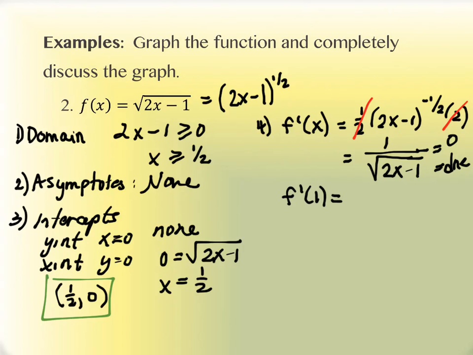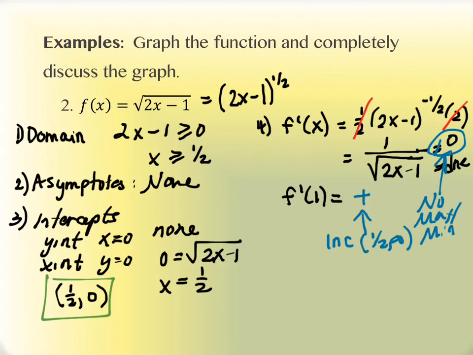So you can actually just test a point into this derivative. This is positive, and we've already talked about the fact that whatever it is, it's this everywhere, because otherwise we'd have a max or a min, and we don't have one. So this thing cannot equal 0, which means there's no max or min. This positive tells us it's increasing, and in this case it's on the interval that we have, which is 1/2 to infinity. So it's increasing everywhere on the domain.